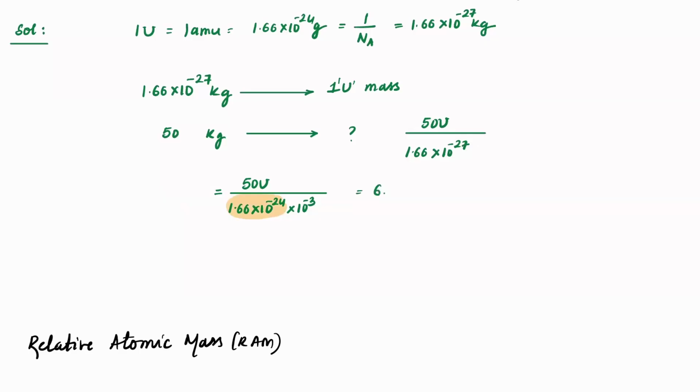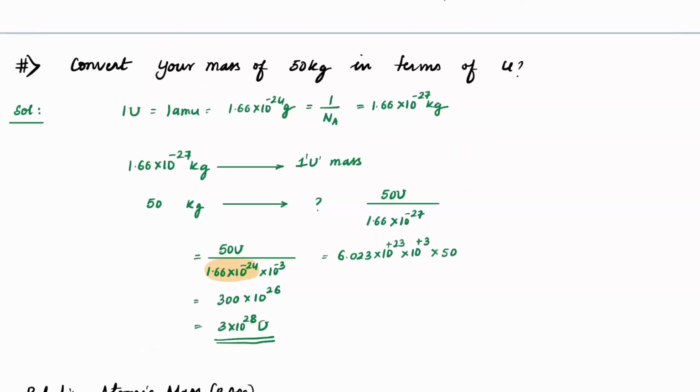6.023 into 10 raised to power of plus 23. And that is multiplied by 10 raised to power of minus 3. If that comes in the numerator, that will become 10 raised to power of 3. That into 50, and this I can approximate as 6. 6 into 50 is 300 into 10 raised to power of 26, which makes it 3 into 10 raised to power of 28 unified mass. That is how you will write it in terms of unified mass.